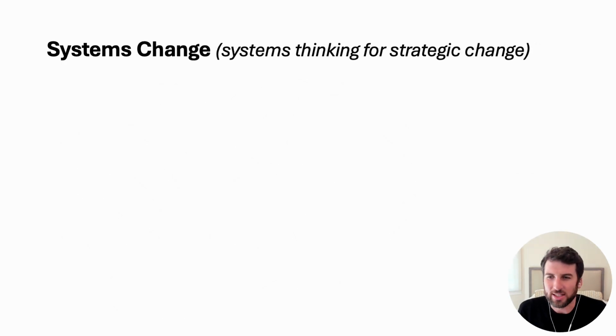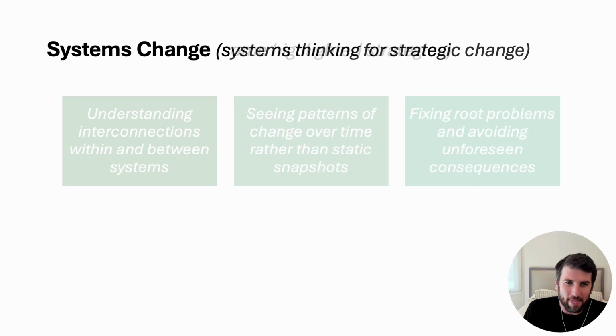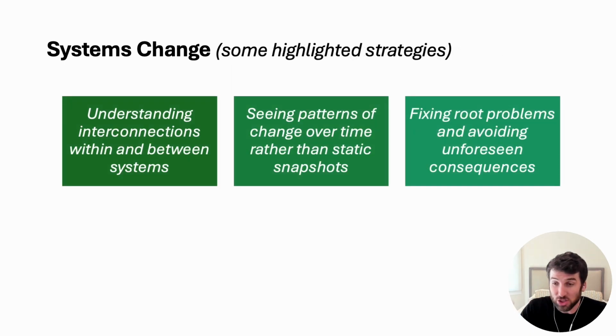So systems change is that idea of using systems thinking for strategic change, of having that effect have a ripple effect like the butterfly effect. And I'm just going to highlight some of these key strategies about systems change. So one can be understanding the interconnections within and between systems. Seeing patterns of change over time rather than static snapshots. So seeing the evolution and seeing if you change something, can that create a knock-on effect, a ripple effect over time. Another is fixing root problems instead of symptoms and avoiding unforeseen consequences.